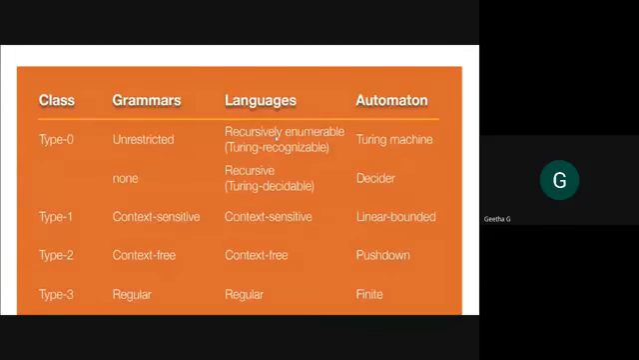So unrestricted, recursive enumerable, Turing machine. Already we've seen the context sensitive language and linear bounded automata. The automata recognizing context sensitive language is linear bounded. And in a similar way, context free grammar is type 2, the languages are context free languages, and the automata is push down automata. Type 3 is regular grammar, the language is regular language, and the automata for that is finite automata, right? Is that clear? Only one more minute is there. Quickly we'll go through it.